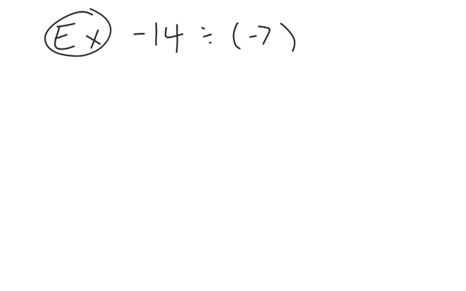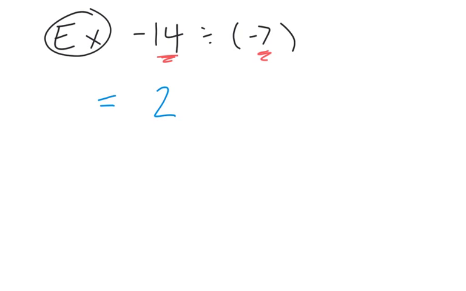In these next set of examples, we're actually going to take a look at division. However, the method is exactly the same as multiplication. First thing you want to do is look at the numbers. We have a 14 and a 7. 14 divided by 7 is 2.